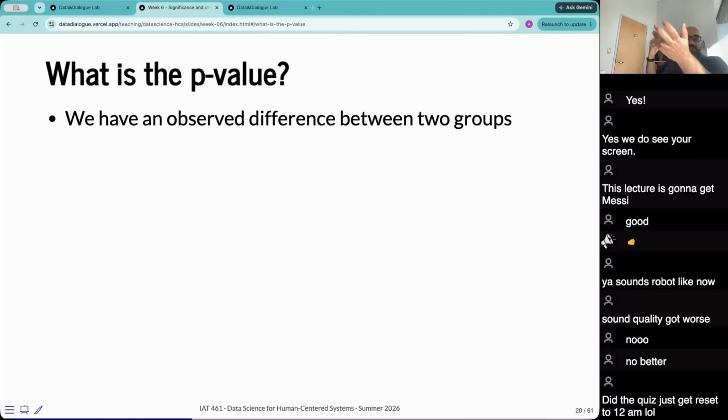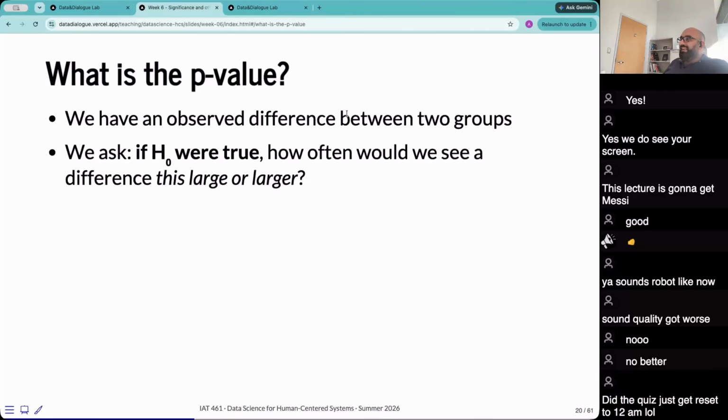Again, the p-value is used for many different things, but let's focus on the idea that there are differences between these two groups. We ask, if the null hypothesis were true, how often would we see a difference this large or larger? Think about it. If there was no difference and we just randomly picked from people, how often would we see this difference between these two groups? How often would we see differences of 10 hours between gamers if this was true? That is the p-value, and we're going to look at an example.